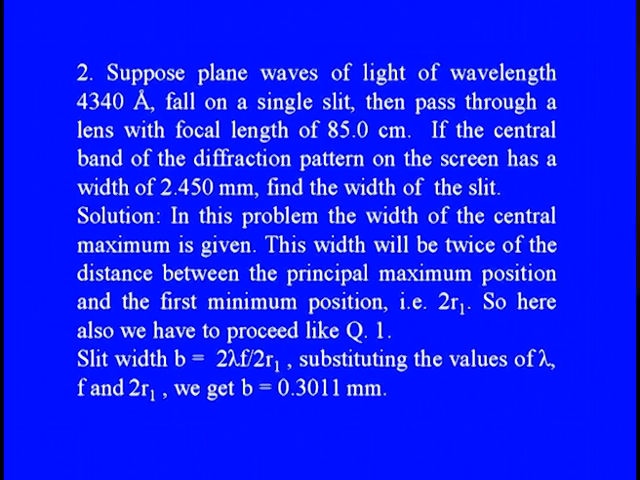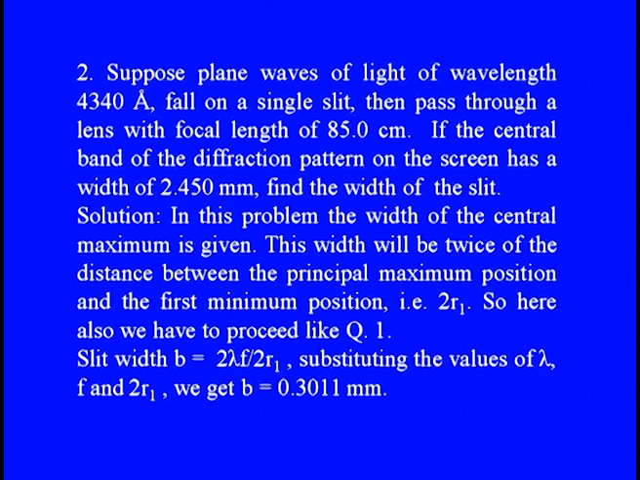Problem number 2. Suppose plane waves of light of wavelength 4340 angstrom fall on a single slit, then pass through a lens with focal length of 85 centimeter. If the central band of the diffraction pattern on the screen has a width of 2.450 millimeter, find the width of the slit.